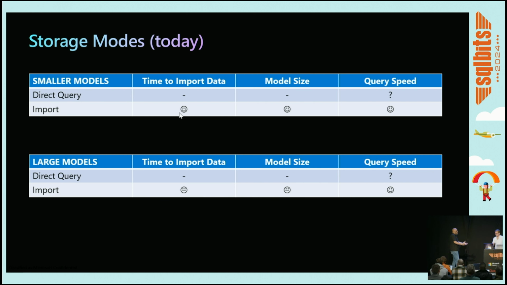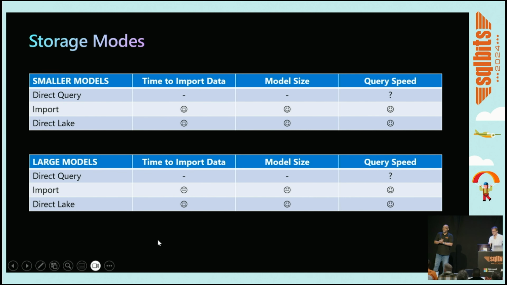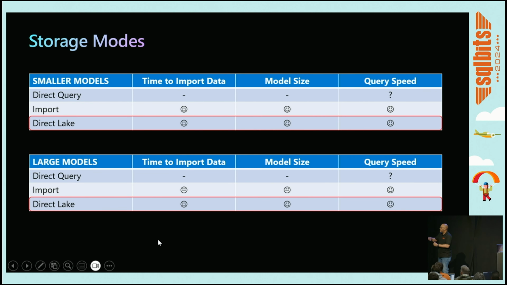But how do we do that with these very, very large models? And then Microsoft introduced a new storage mode. It's called Direct Lake. Direct Lake is a little different. And you see all the happy faces there, right? All the happy faces on those three pillars, absolutely. So even big queries, you don't have to worry about managing import processes.